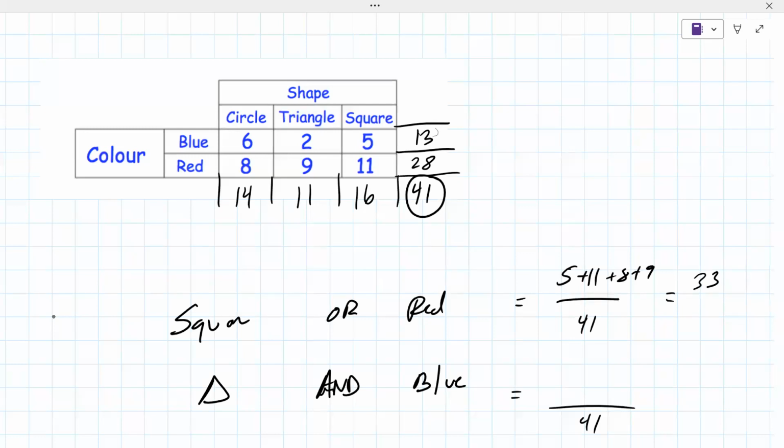Okay, and then triangle and blue. I know that there's two blue triangles, so it's 2 over 41. You got it. Okay, so I think I get the and one. It's the or one that's not fully processing somehow. I mean, we've done so many examples. I would maybe argue it has more to do with fatigue.